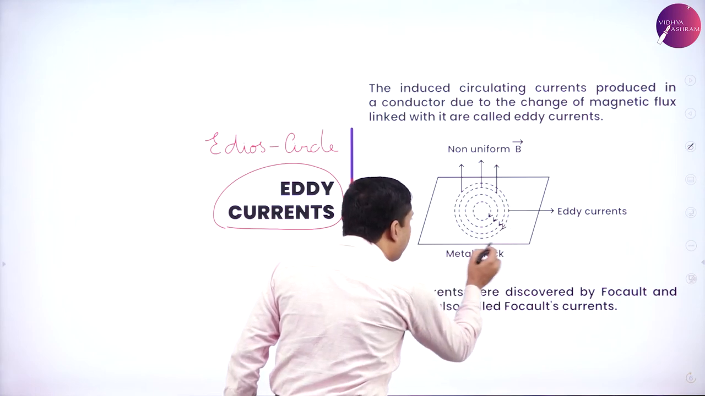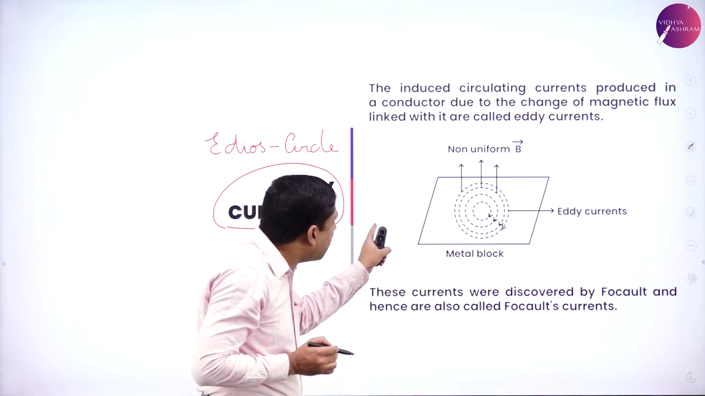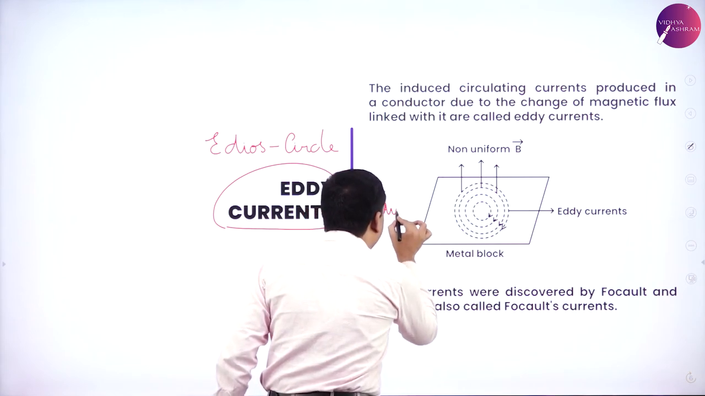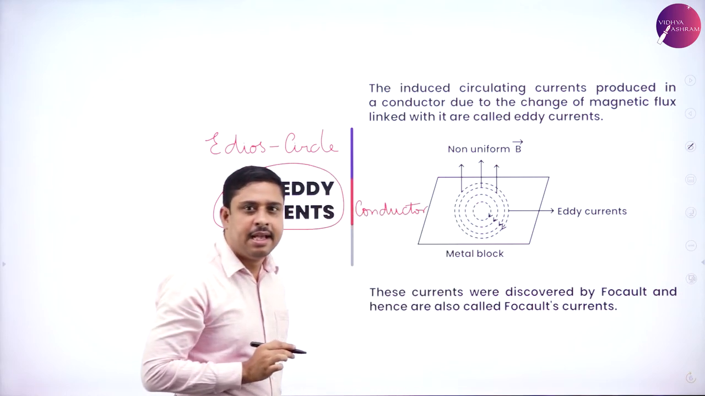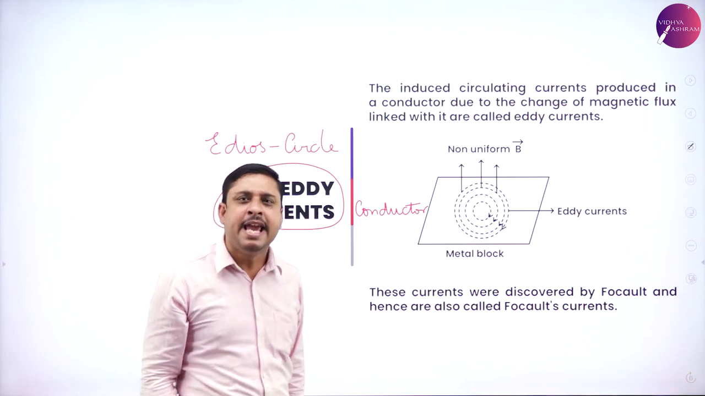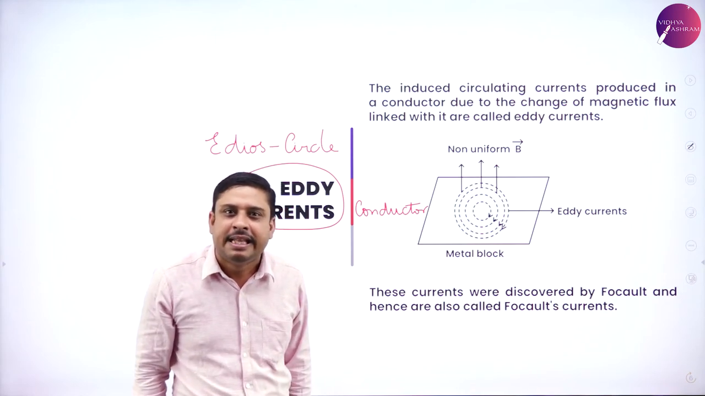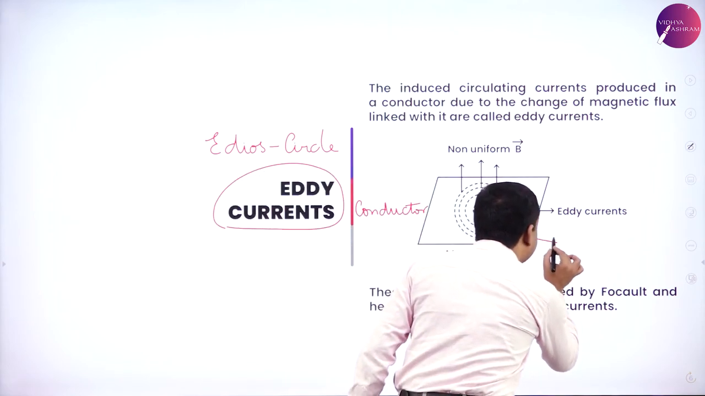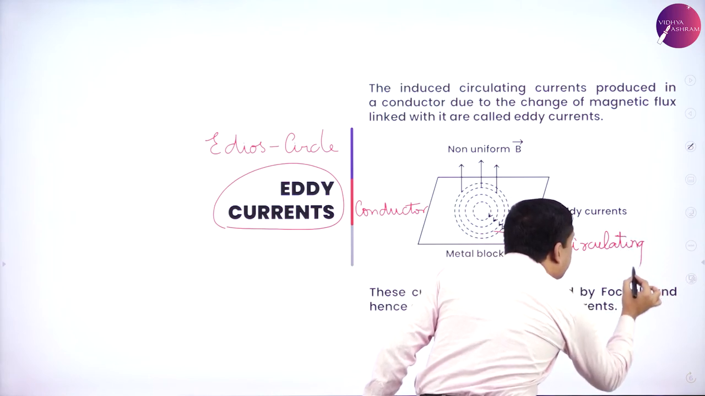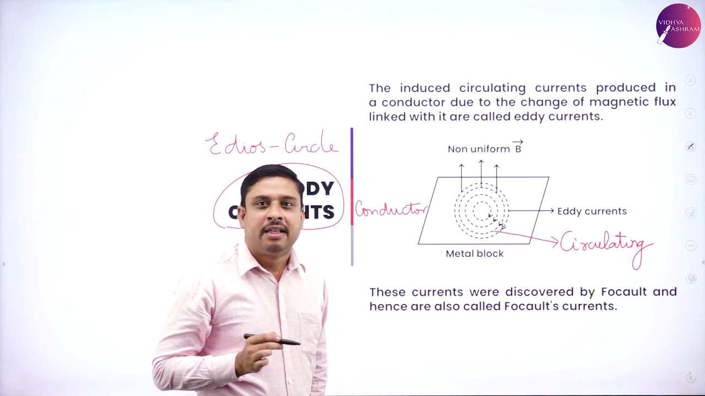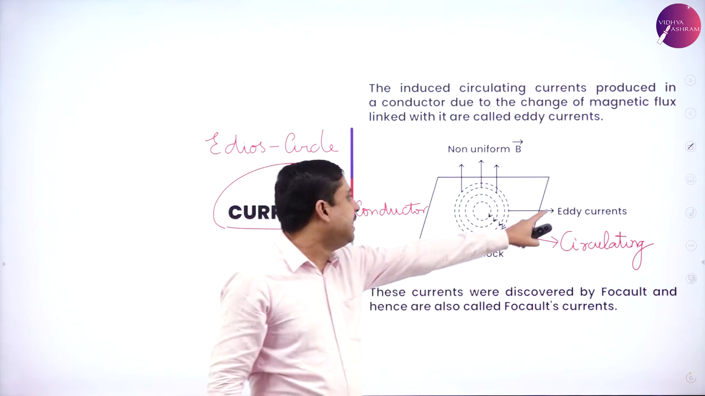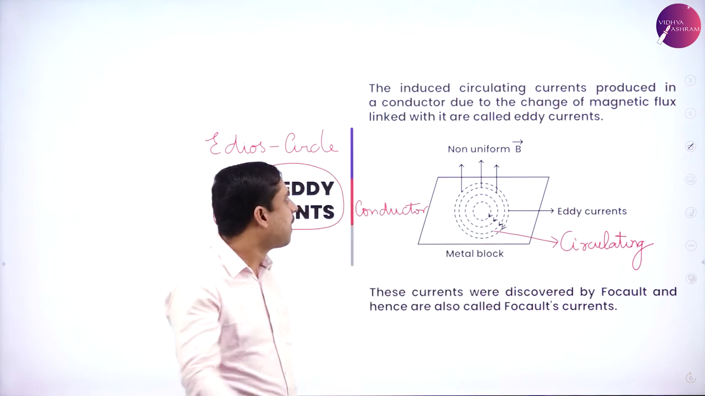See, this is a metal block. I change the magnetic flux linked with this metal block. I say it is a conductor. So I change the magnetic flux linked with this conductor. What happens? EMF is induced. Consequently, there are currents, and this is the shape of the current induced. We call it circulating current. The shape of the current is in the form of circles, and that is what is called eddy currents.